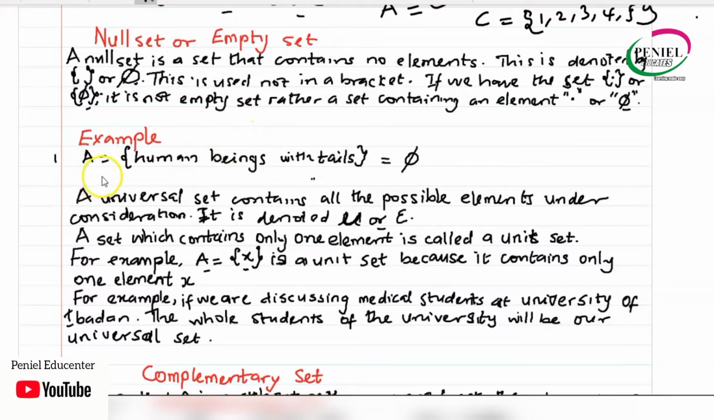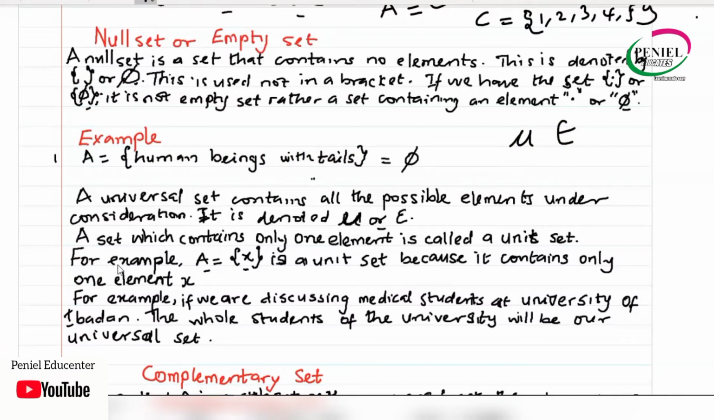All right, let's take this example: we have a set A of human beings with tails. This particular one is an empty set because you can never have human beings with tails. All right, so a universal set contains all possible elements under consideration, and it is denoted by this sign. This particular sign is used to denote a universal set.